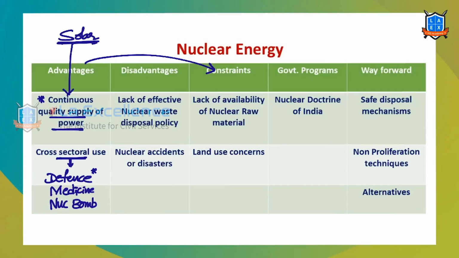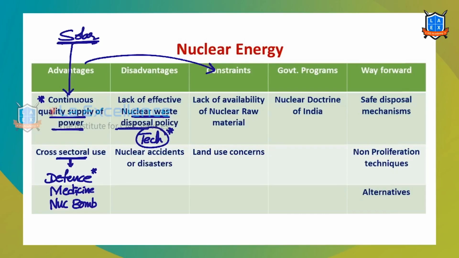What are the disadvantages? What are we going to do with the nuclear waste? We said plutonium is produced after the entire process. What are we going to do with it? Do we have a safe disposal policy? No, we don't have a safe disposal technique. If it is released into the atmosphere, it is going to cause nuclear damage.